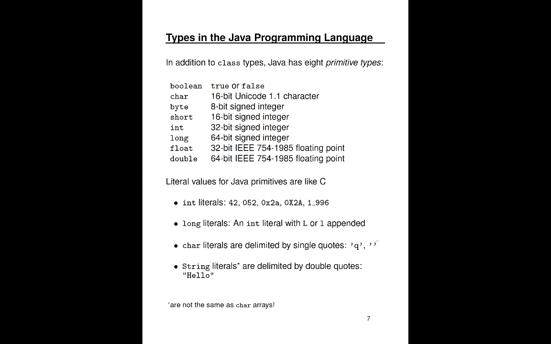Long literals are the same as int literals with just an L, either uppercase or lowercase, appended to it. And then character literals work just like C. They are delimited by single quotes. So you have quote, Q, quote, or an empty character, quote, quote. There are also string literals in the Java programming language, and you see those delimited by double quotes. So we saw, like in Hello World, we had "hello". It's important to note that when you see "hello", this represents a string object. It is not an array of characters like it is in C and C++.